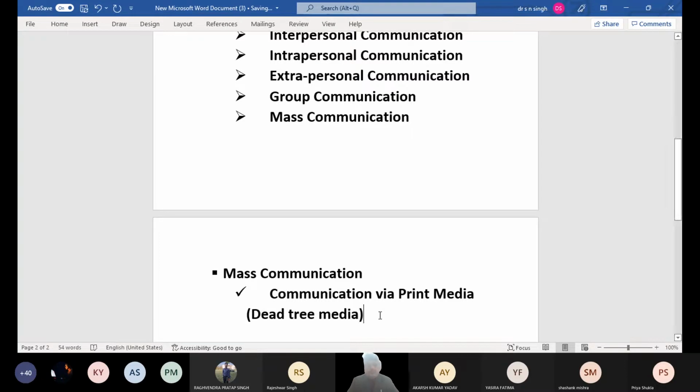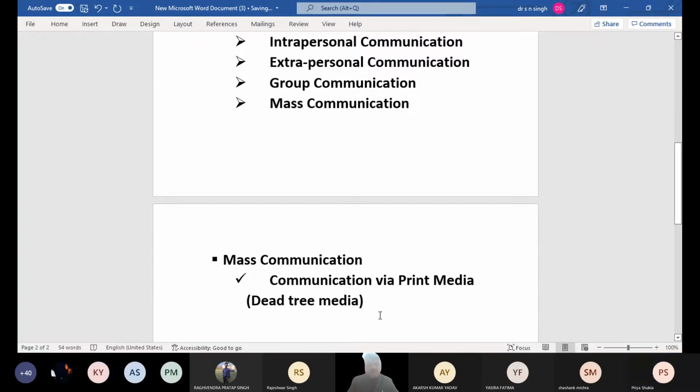How will you call it? What I have written over there? Dead tree media. Dead tree media means papers are made out of plants. This is a synonym. If you go to the English dictionary, there is a latest term, dead tree media.